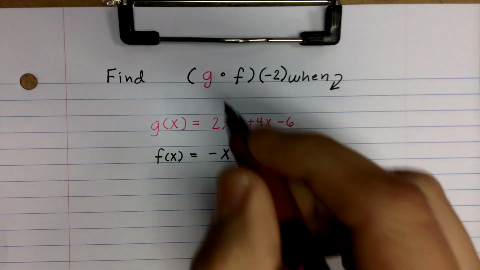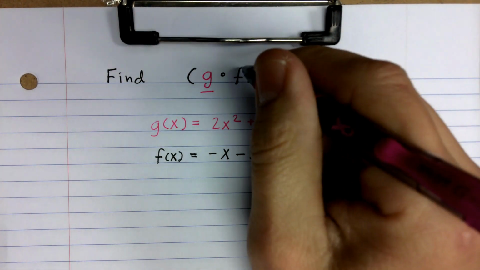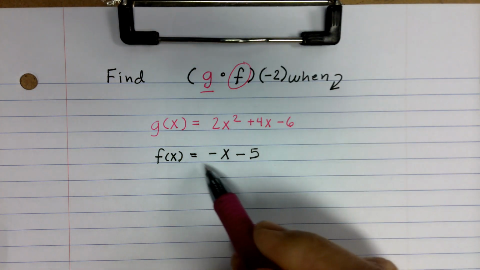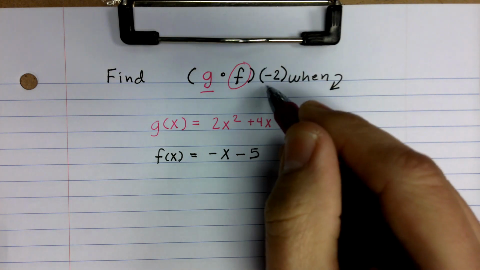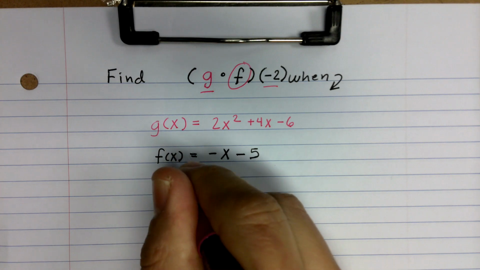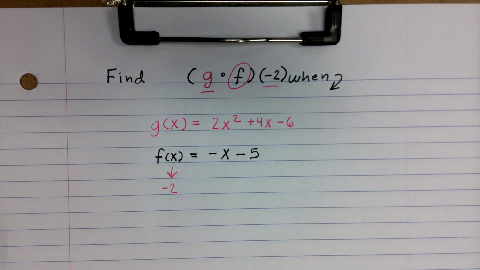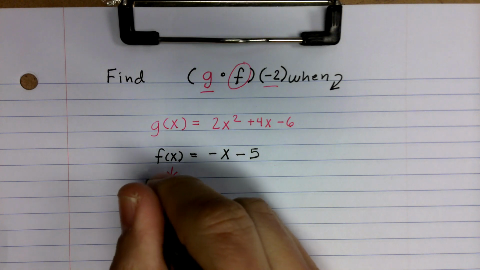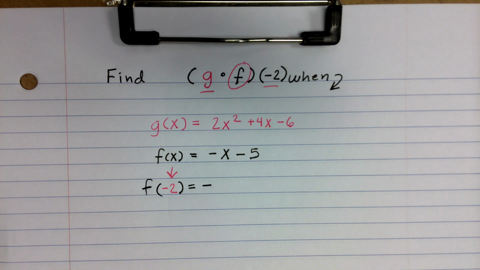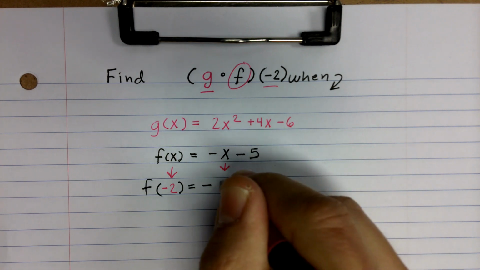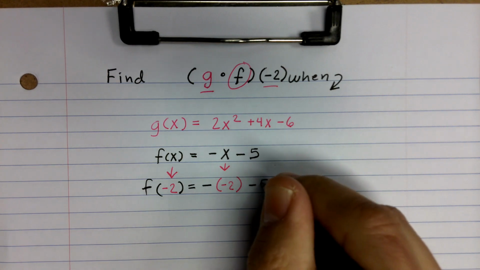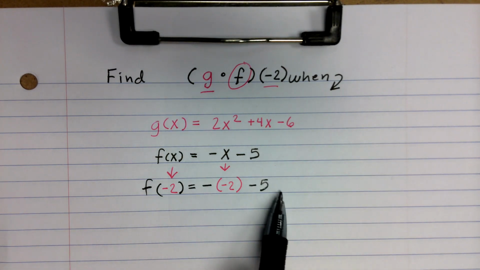So g is the first equation, but we're going to start by actually using the second. Notice I circled f. We're going to use this f of x first when the domain is -2. So I'm going to replace this x with a -2, and rewrite the f of x equation. So we have f of -2 is equal to negative, and anywhere there's an x, I'm going to replace it with a -2, minus 5. And now I want to evaluate this.